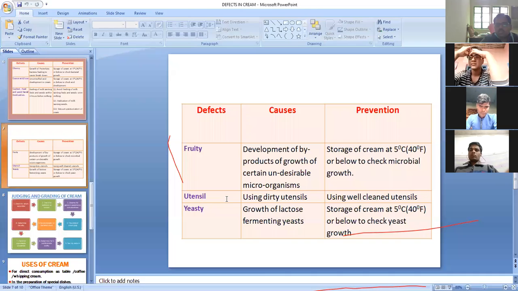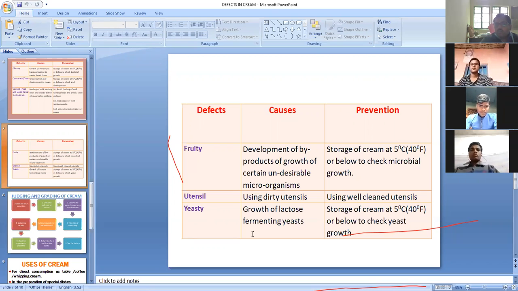Another one is the unclean flavor and the dirty flavor that comes from utensils. So when we keep the cream in a dirty utensil, such a defect may arise.